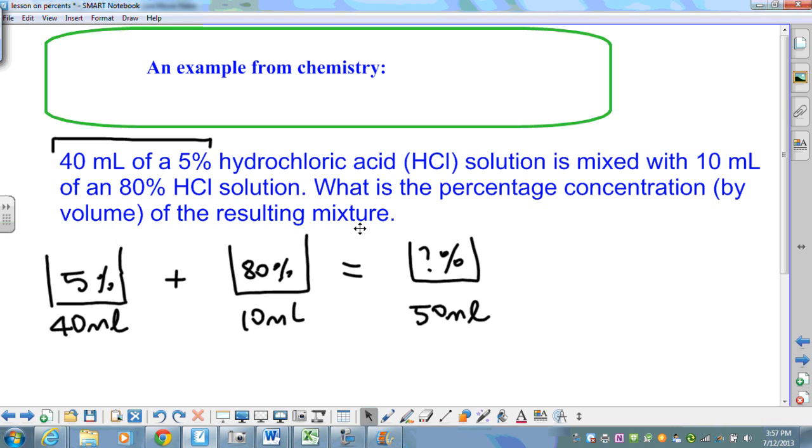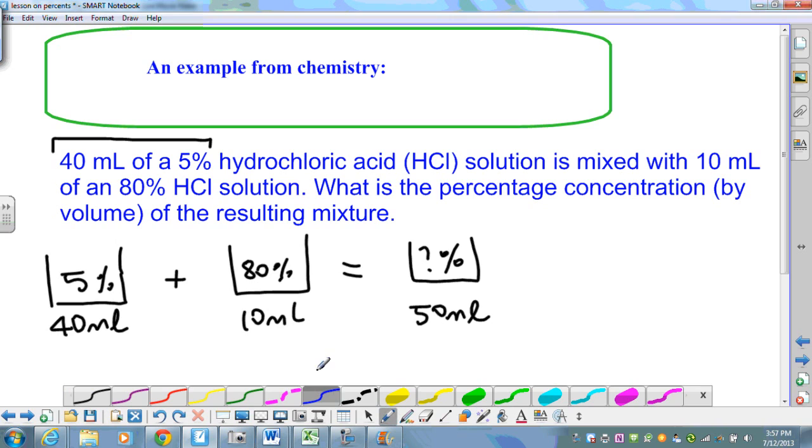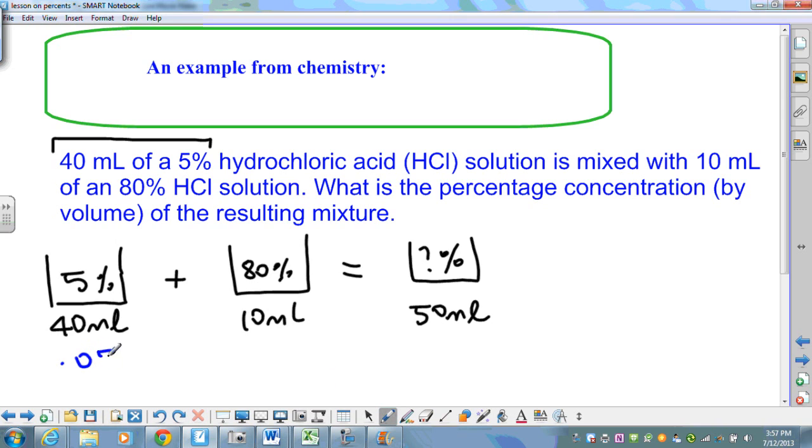First, because everything's in terms of volume, let's find the actual amount of hydrochloric acid by volume in the first solution. For that, we need to take 5% of 40. So I'm going to take 0.05 times 40 milliliters. Plus, the exact amount of hydrochloric acid in the second solution is 80% of 10. Again, we learned it in the first video. To take 80% of something, you take 0.80 multiplied by the quantity, times 10.